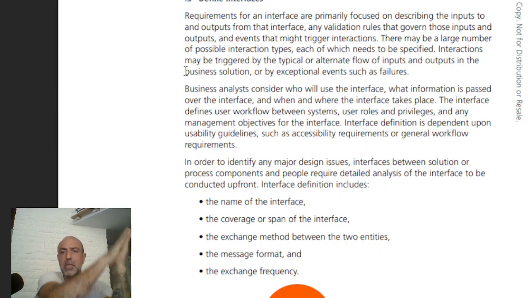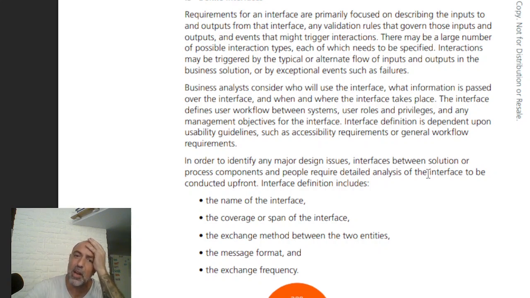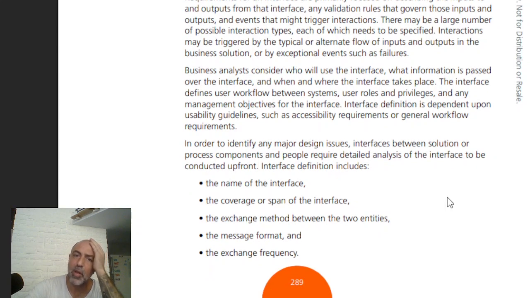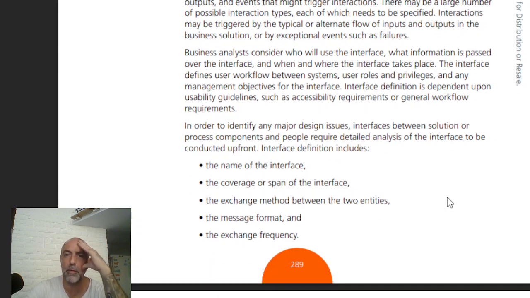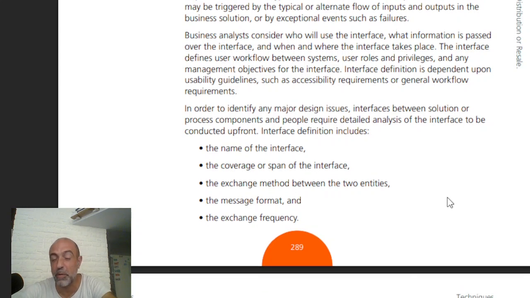Interactions may be triggered by special or alternate flow of inputs and outputs in the business solution, or by exceptional events such as failures. Business analysts consider who will use the interface, what information is passed over the interface, and when and where the interface takes place. The interface defines user workflow between systems, user roles and privileges, and any management objectives for the interface. Interface definition is dependent upon usability guidelines such as accessibility requirements or general workflow requirements.